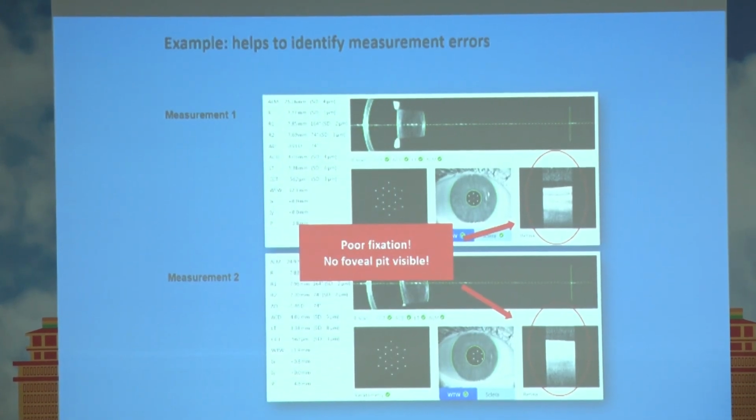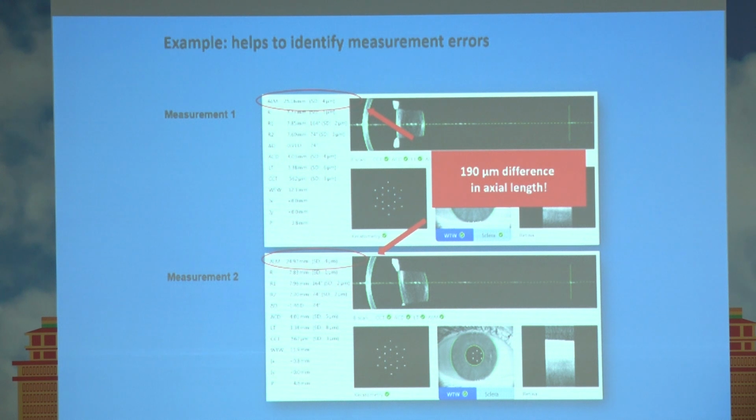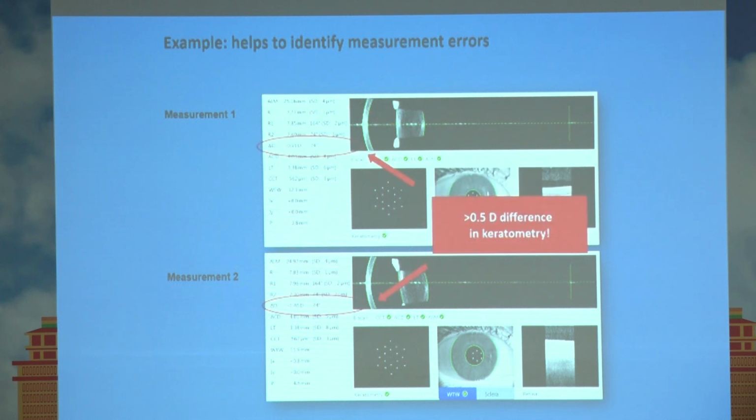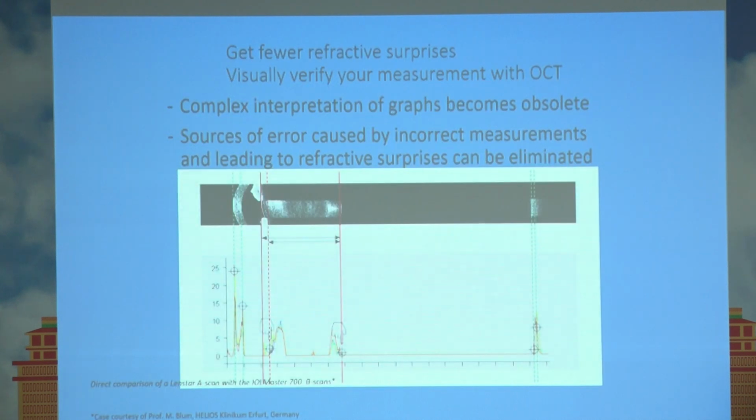If you see here, there is a poor fixation, no foveal pit. That means there is already more than 190 micron difference in the axial length and more than 0.5 diopter difference in the keratometry. That means these readings are not accurate. Not only doing the scanning is important, you need to look at every parameter.